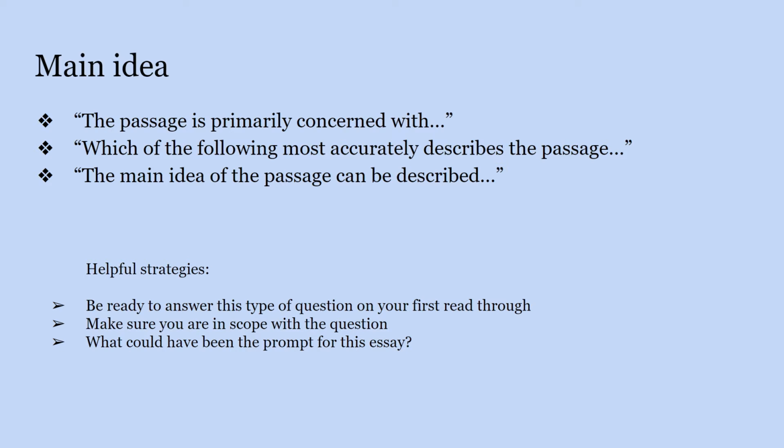This last strategy is best used in situations where you've got it down to two answers and they both seem true, they both seem like something the author did a good job of, but you're just not sure which one is the main idea. Say to yourself, well, which of these answers would have made a good prompt that would have caused the author to write this essay? There are other ways of thinking about this, but this has been the most successful for me and the people that I've worked with.